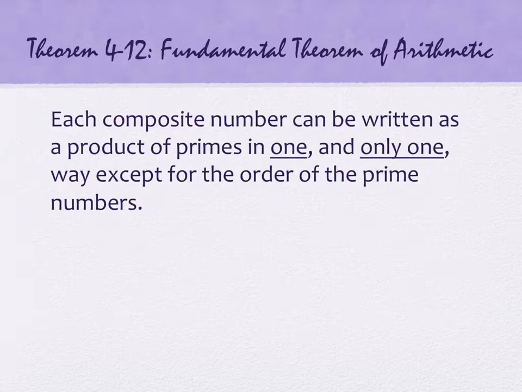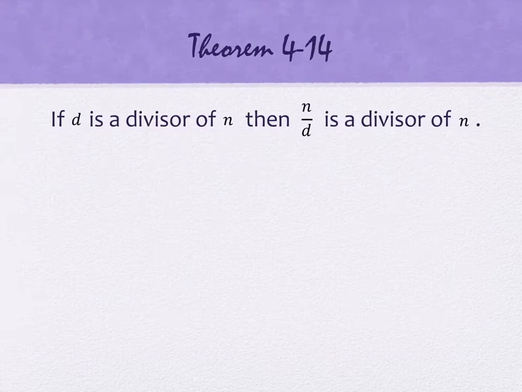We talked about the next theorem, or at least an application or a slight difference to the next theorem, back in section 4.1. The next theorem, 4.4, says that if d is a divisor of n, then n over d is a divisor of n. And the point when I talked about it was the fact that factors come in pairs.